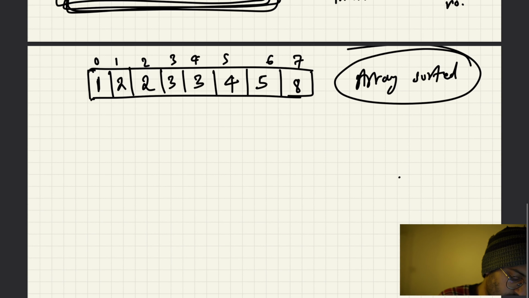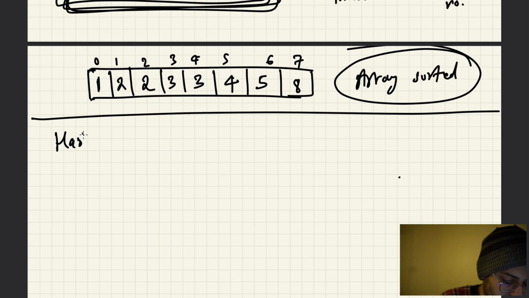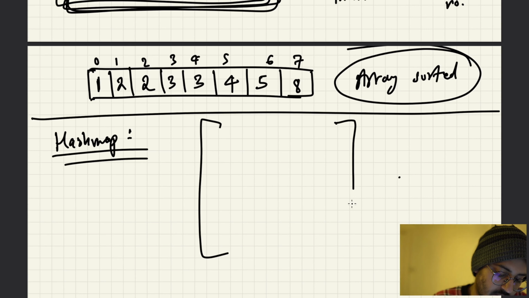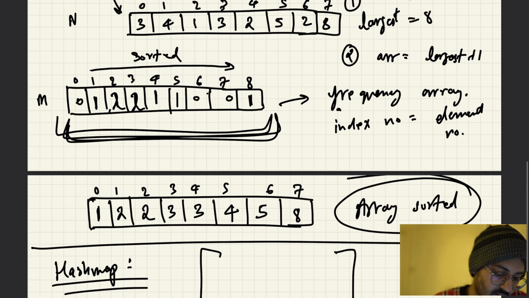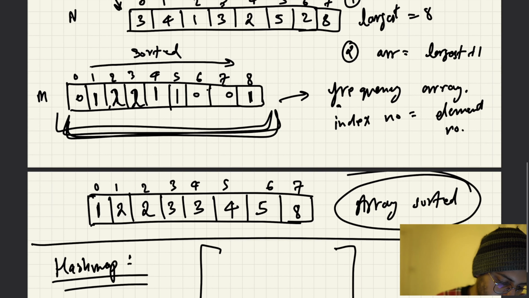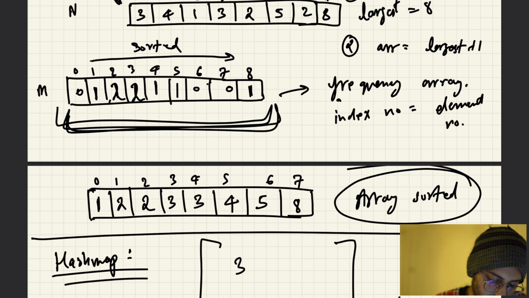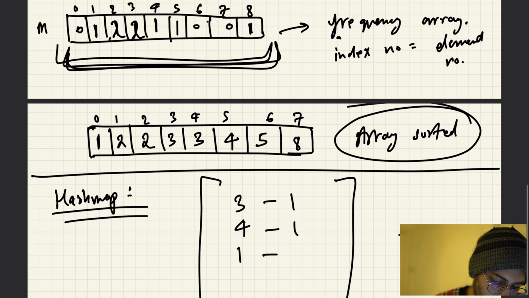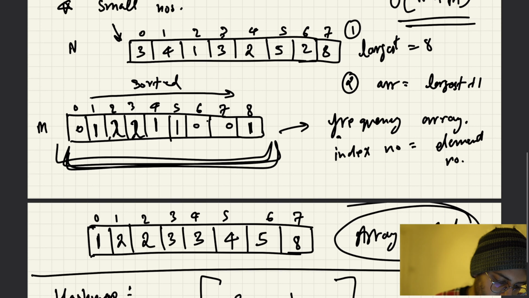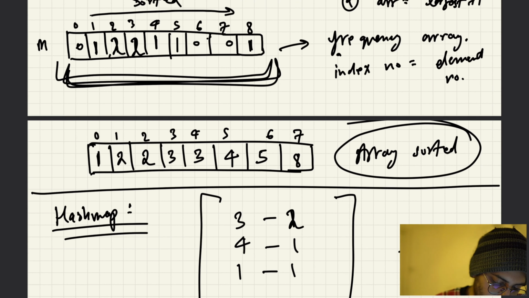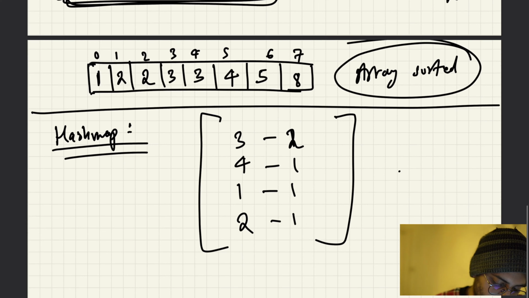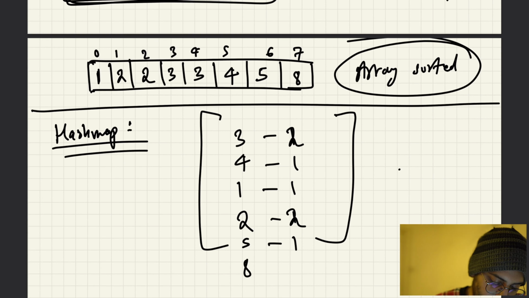Easy. Now one thing you can do is, instead of array, hash map. Instead of an array, a hash map. So you can have, for example, here I can say 3 is coming once, 4 is coming once, 1 is coming once, 3 is again coming one more time, so the value increased to 2, 2 is coming once, 5 is coming once, 2 again, and then 8 is coming once.